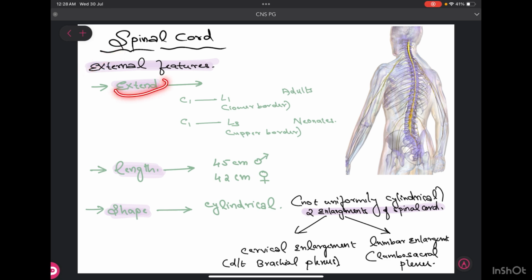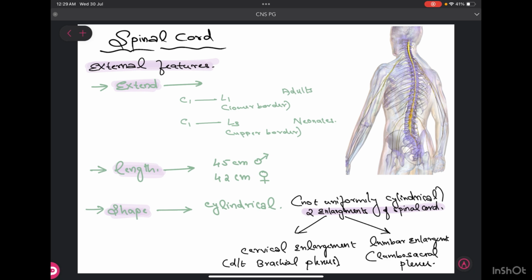What is the extent of the spinal cord? It starts from the level of C1 and it ends at the level of L1. Especially in adults, it ends at the lower border of L1, and in children or neonates, it ends at the upper border of L3. This is a very important thing. You also need this in NEET PG. In adults, it starts from C1 and ends at the lower border of L1. In neonates, it starts from C1 and ends at the upper border of L3. I guess that is clear.